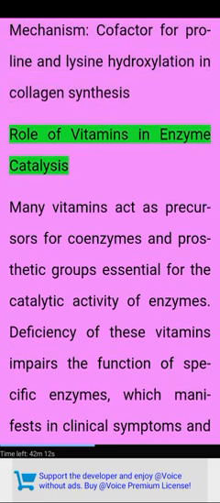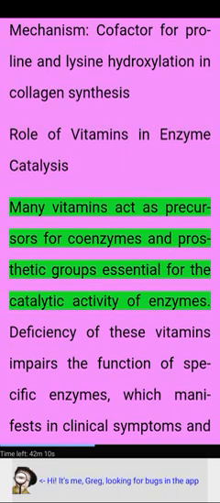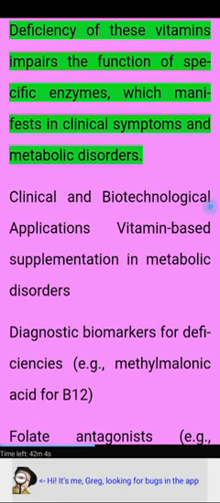Role of vitamins in enzyme catalysis. Many vitamins act as precursors for coenzymes and prosthetic groups essential for the catalytic activity of enzymes. Deficiency of these vitamins impairs the function of specific enzymes, which manifests in clinical symptoms and metabolic disorders.